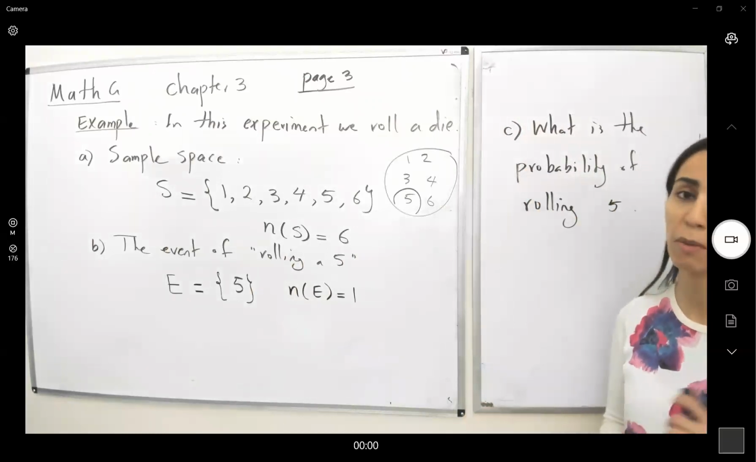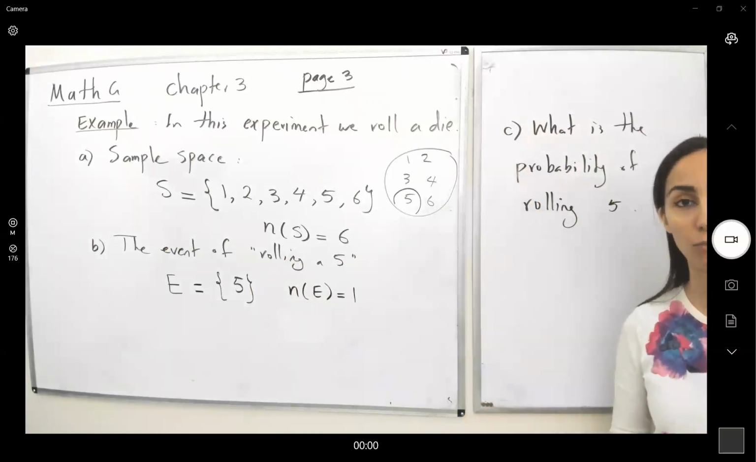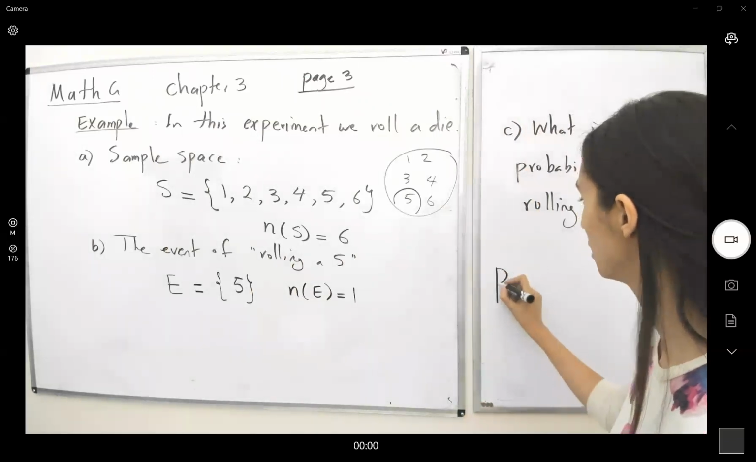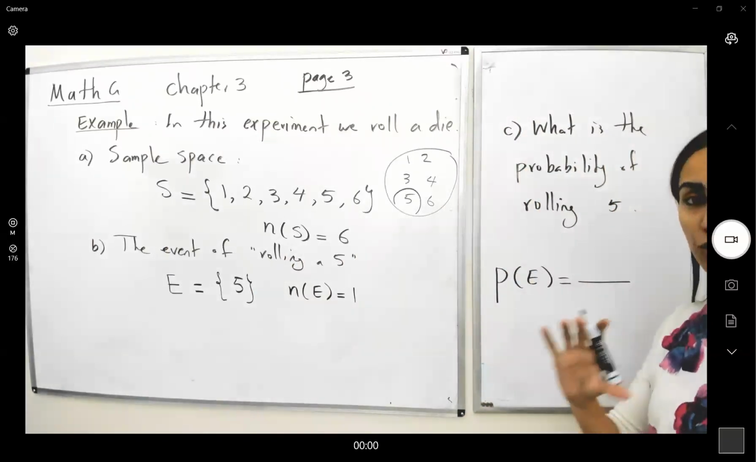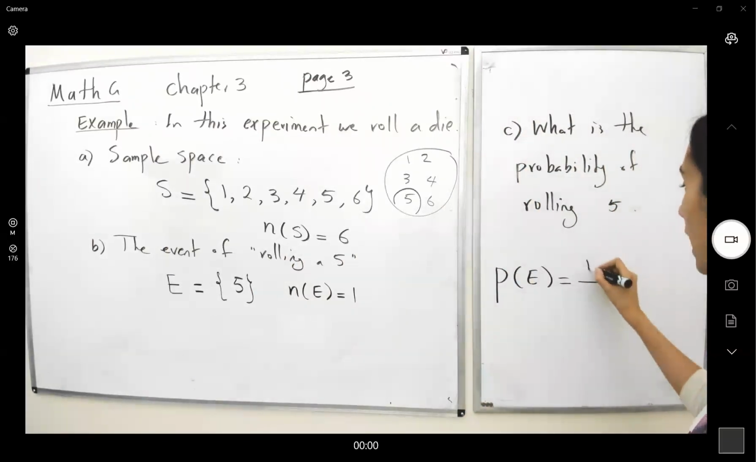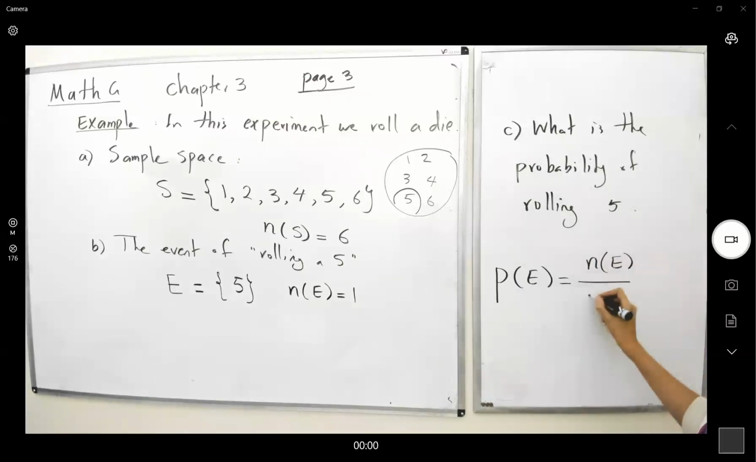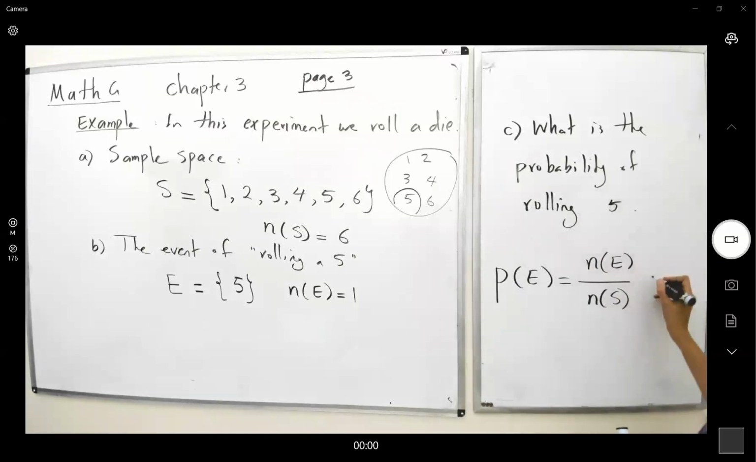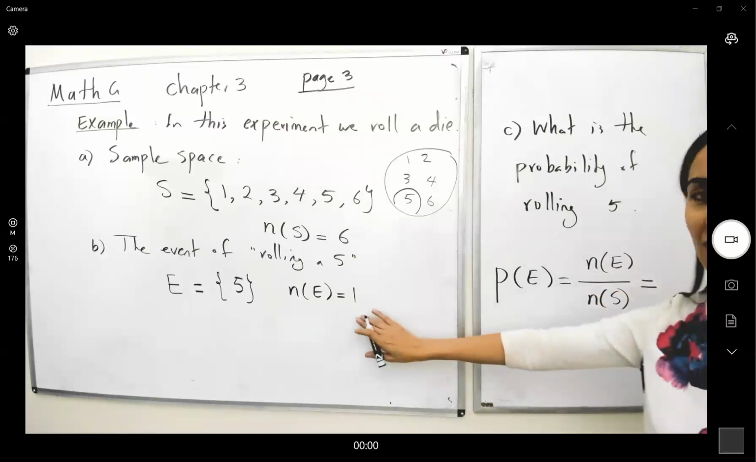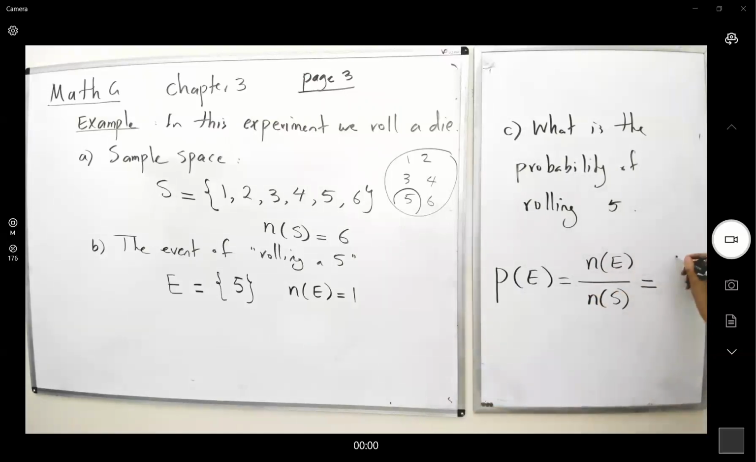Very well. Remember that we talked about the classical probability. The probability of event E is defined as we have to form a fraction. On the numerator, we're going to have the cardinality or the size of event E. And on the denominator, we have the cardinality or size of S. So what's the cardinality of event E? The cardinality or size of event E is 1. The cardinality or size of your sample space is equal to 6. This is the probability of rolling 5.